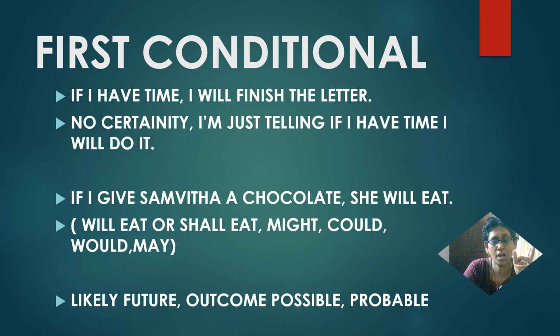Earlier we saw, if I give Samvita a chocolate, she eats it. That is zero conditional. If it is first conditional, if I give Samvita a chocolate, she will eat it. You know the structure, right? Simple present as well as simple future. So it could be will eat or shall eat, might, could, would, may. I can use any of these. So it is a likely future. The outcome is possible, it is only probable. So this is the first conditional.